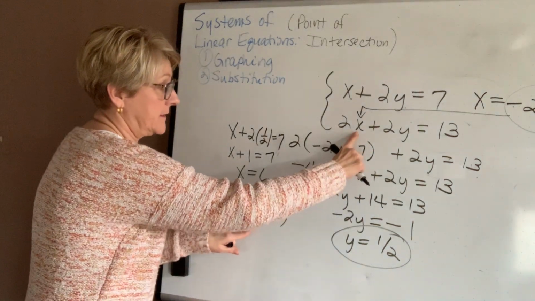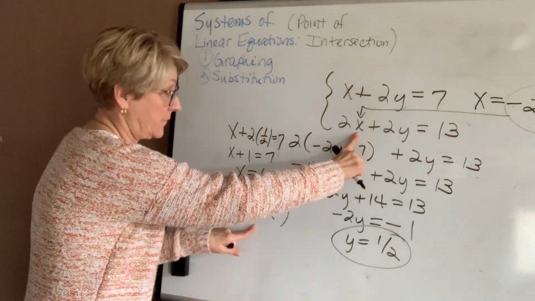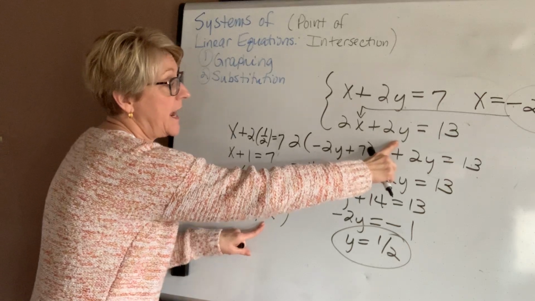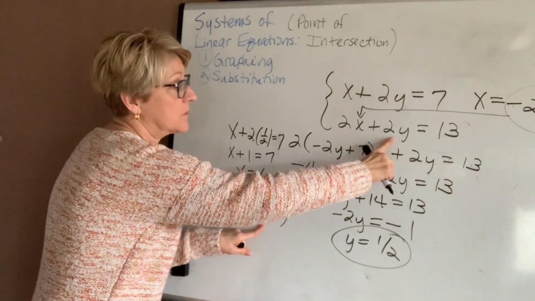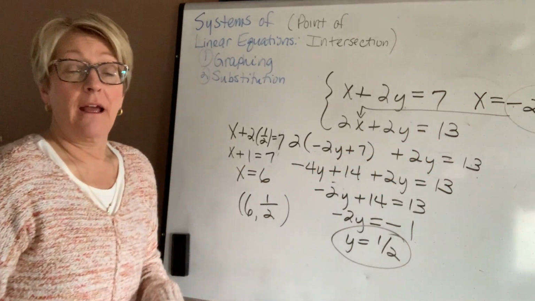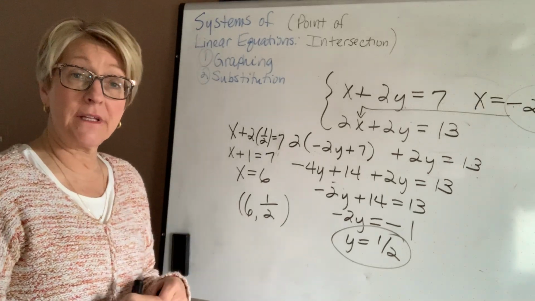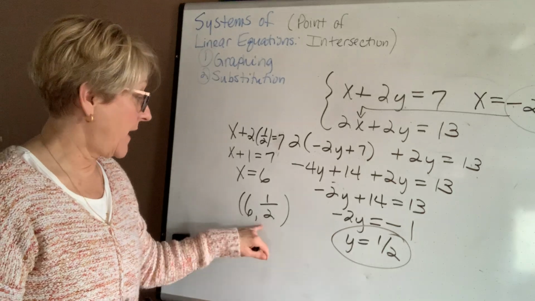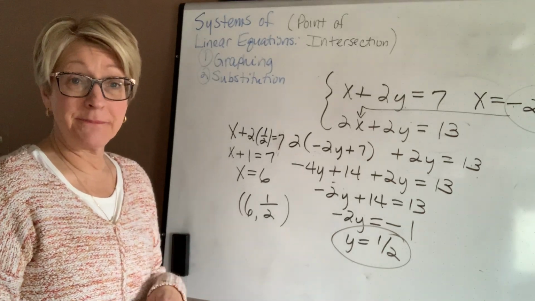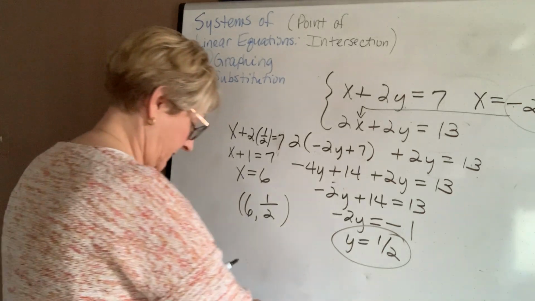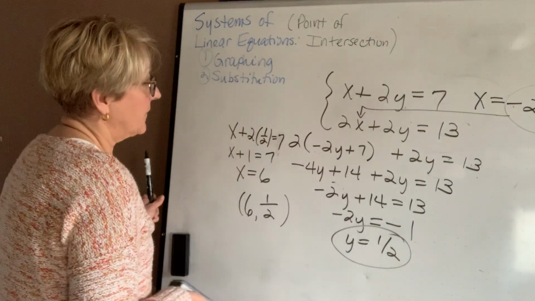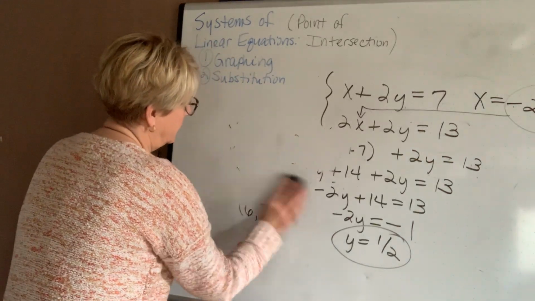2 times 6, 12. Plus 2 times a half, that's 1. 12 plus 1 is 13. And so the check is pretty quick for these numbers at least. And I know that that answer is correct. Let's look at another one.